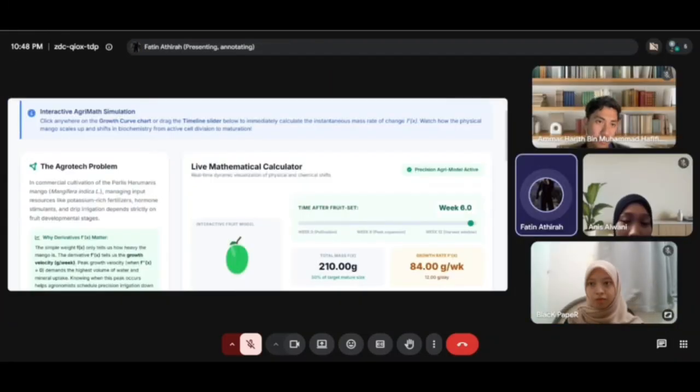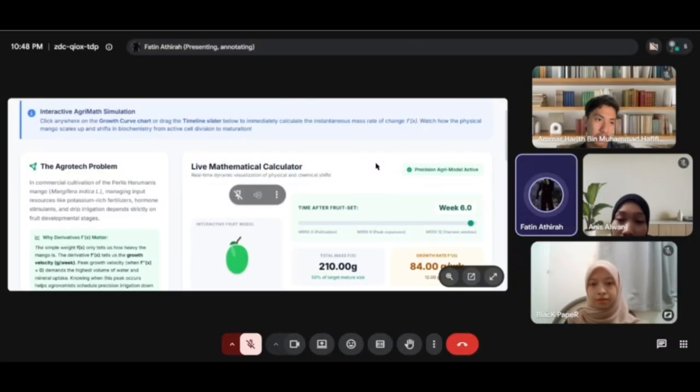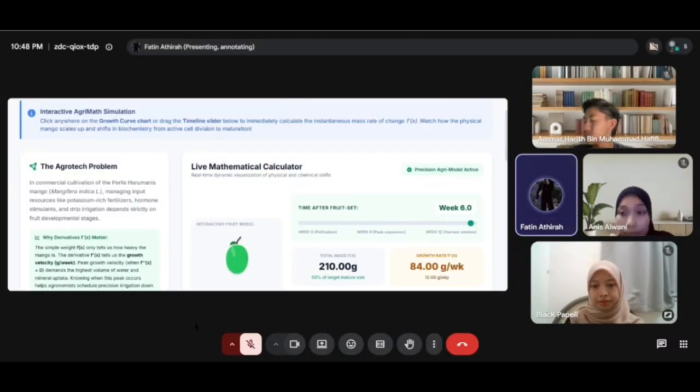Hi everyone. My name is Noor Fatin Athirah Binti Ranizam. My metric number is 1531. So today I will be presenting about agri-maths, specifically how we use mathematical derivatives to optimize Harum Manis mango cultivation.